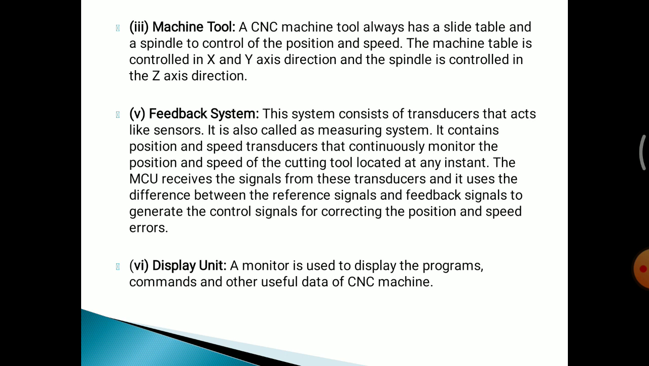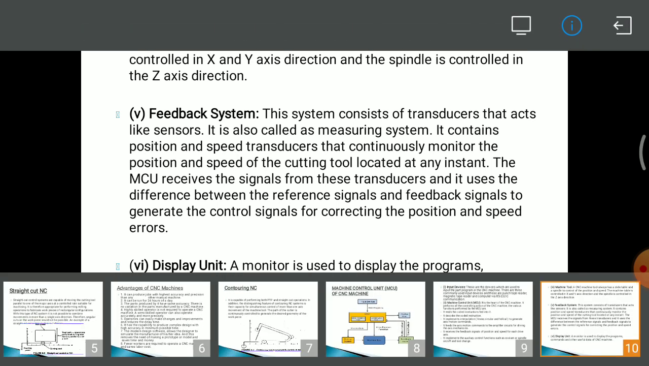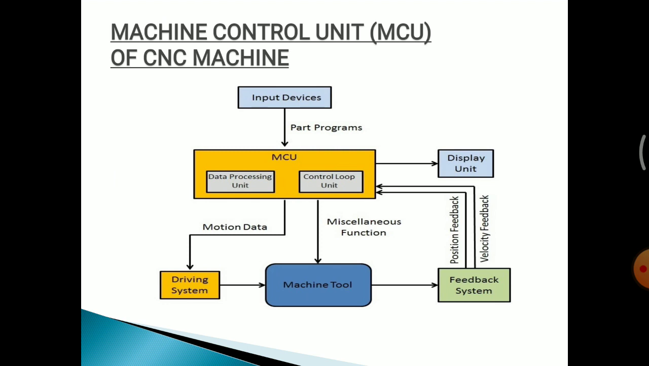Next is the display unit. A display unit is nothing but a monitor which is used to display the programs, commands and other useful data of CNC machines. So this is about the various components which are used in the CNC machine.